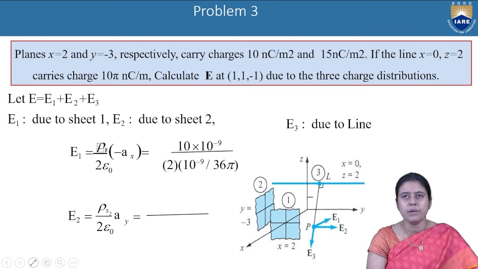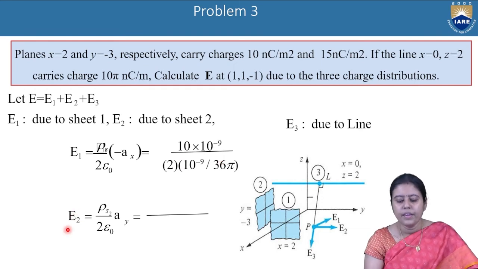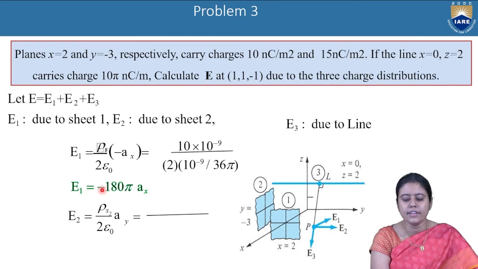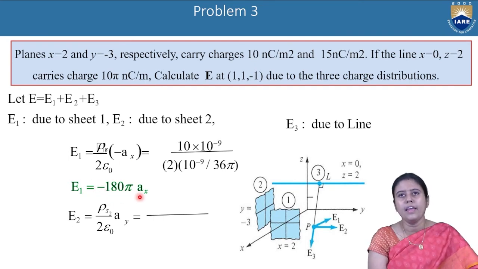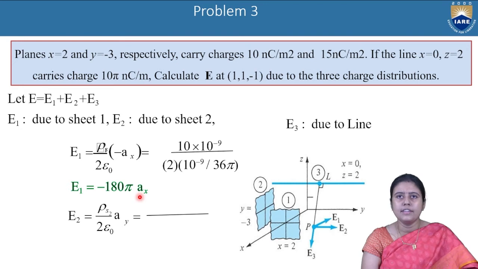854 into 10 to the power minus 12. That value only we have put. What is E2? So what is the value of E1 we are getting? We are getting the value 180 pi into AX. We are getting the value of E1 is equal to minus 180 pi by AX.